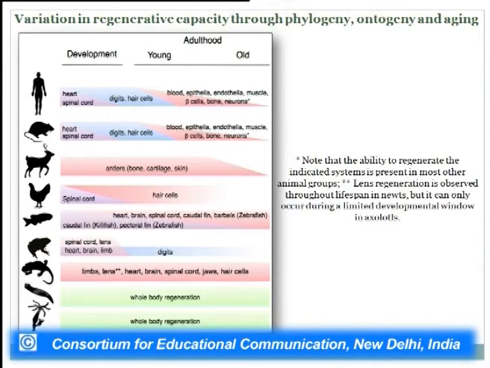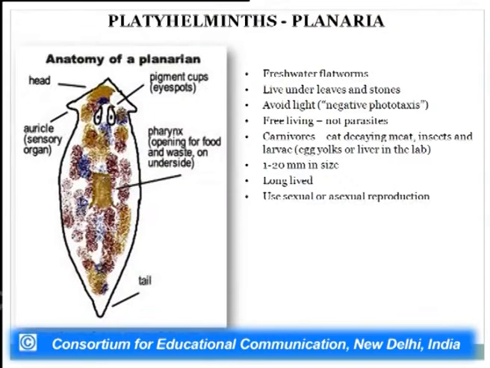So you can note that the ability to regenerate the indicated system is present in most other animal groups. For example, the neurons, and the lens regeneration is observed throughout the lifespan in newts, but it can only occur during a limited developmental window in axolotl. So this completely shows the variation in the regenerative capacity through the phylogeny, ontogeny and with aging. So let's understand the example of Platyhelminthes, Planaria.